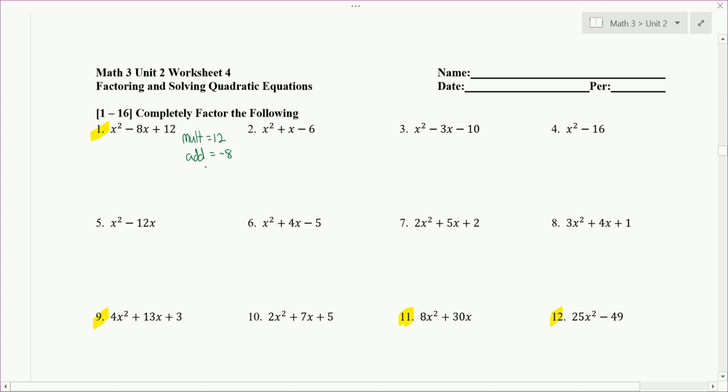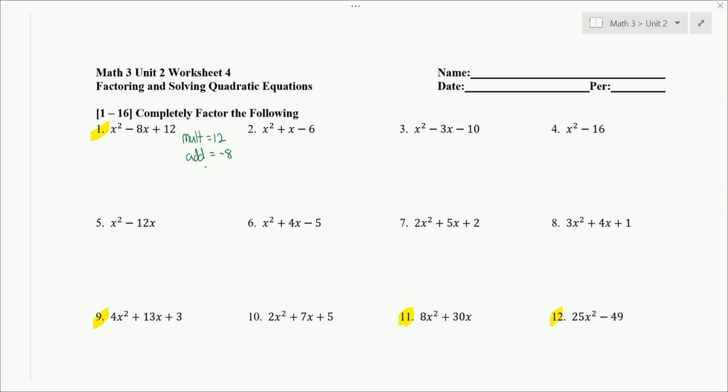So you start thinking of different numbers that multiply to 12. 1 times 12, and then add them together and see if you get -8. 2 times 6, 2 plus 6 is 8. That's close. I want -8. So use the same numbers and try negatives. So what about -2 and -6?